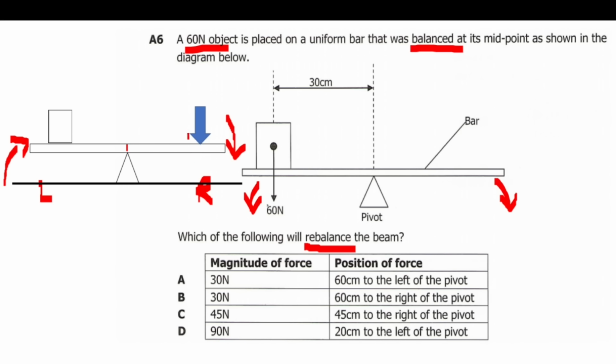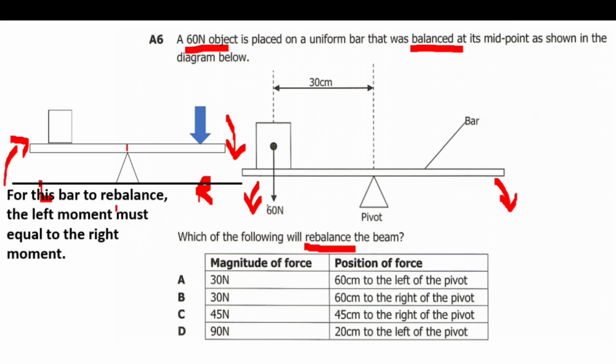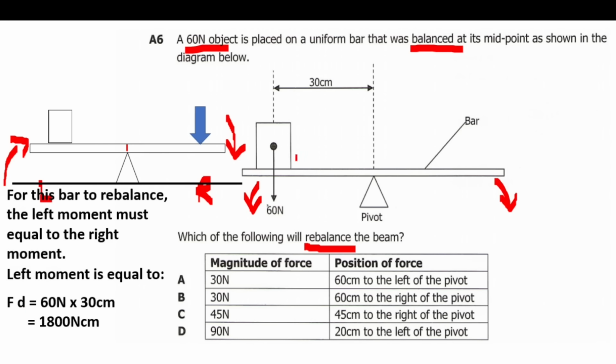For this to be balanced like this, the moment on the left side of the pivot must be equal to the moment on the right side of the pivot. So how do we know the moment on the left side? For this bar to rebalance, the left moment must equal the right moment. Moment is equal to force times distance, the force times the distance of the force from the pivot. This distance times this force gives us the moment which makes this one rotate in the anticlockwise direction.